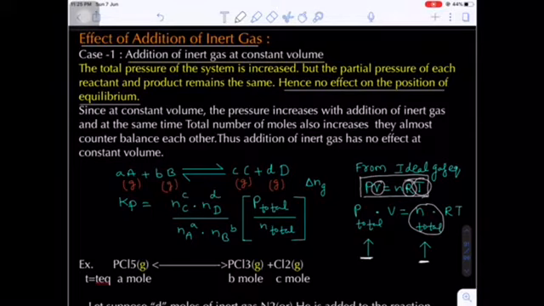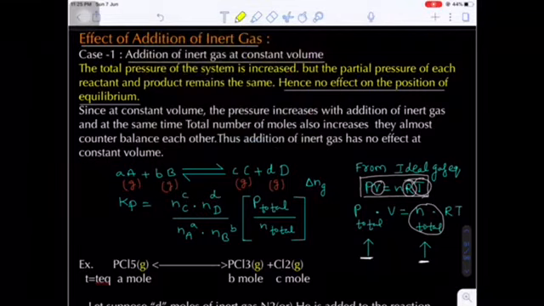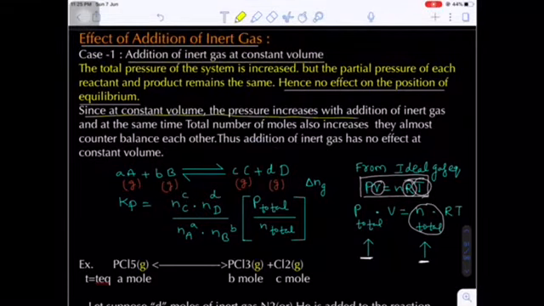so that has to be compensated by an increase in the total pressure, but the partial pressures of the gases will remain the same, because the gas which is added to the reaction container is an inert gas. It does not react with any of the components in the equilibrium mixture. Total pressure increases, but the partial pressures will have no effect. Okay. So here, since at constant volume the pressure increases with addition of inert gases, yes, just now I told you pressure is directly proportional to the number of moles, and at the same time the total number of moles also increases.